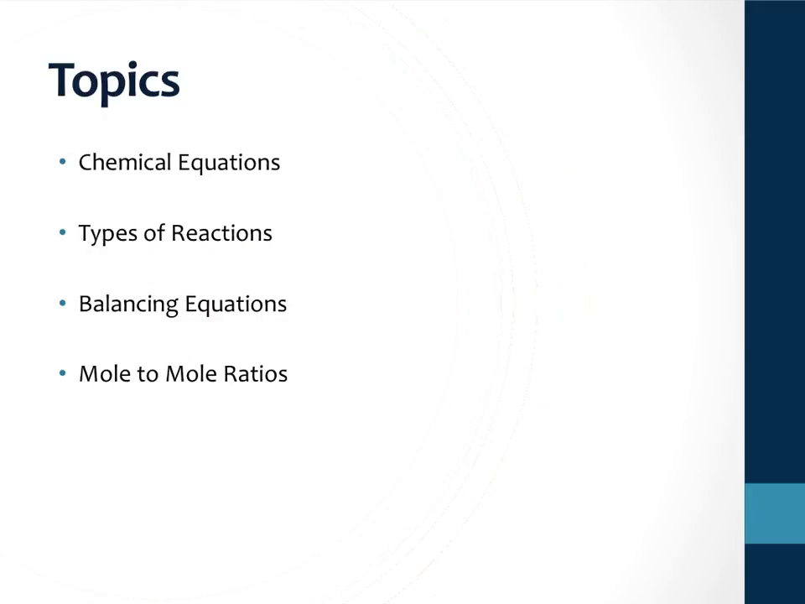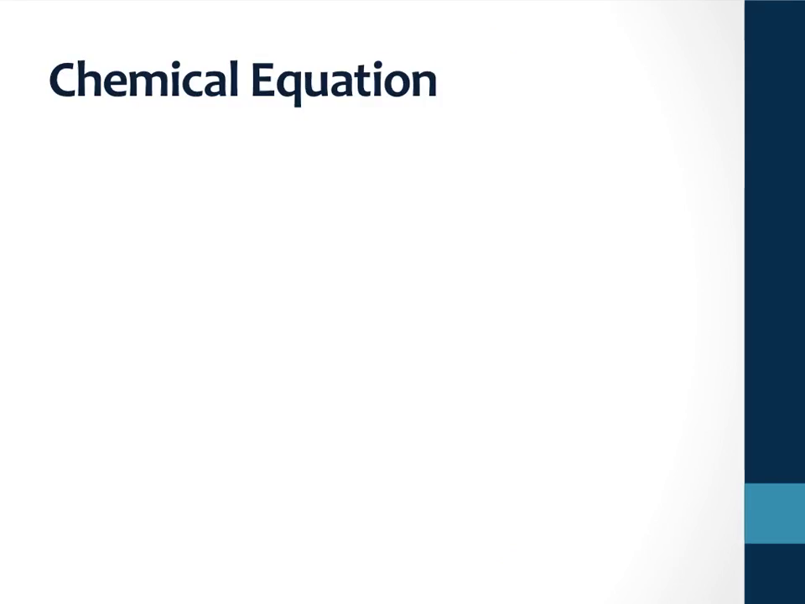Here we're going to cover what chemical equations are, the types of reactions, balancing equations, and multimole ratios. This is essentially the minimum that you need to know for the upcoming IA. So we'll start with a chemical equation, and this essentially represents a chemical reaction in symbolic form.